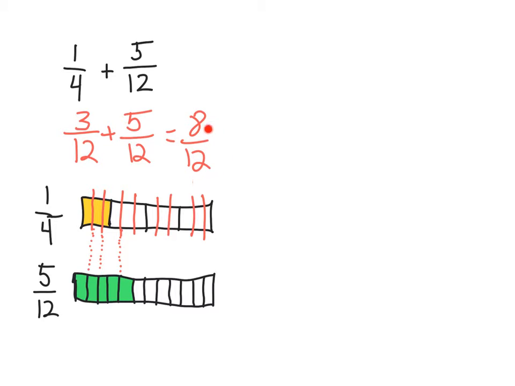8 12ths, 8 and 12, can it be reduced, simplified? And we can, because what does 8 and 12 share? What GCF, what is the greatest common factor they both have in common? Well, they both have in common 4. So we can divide the top and the bottom by 4, and we get, in the numerator, a 2. 4 goes into 8 twice. 4 goes into 12 3 times. So 1/4 plus 5 12ths, once we get those like denominators, equals 2/3.